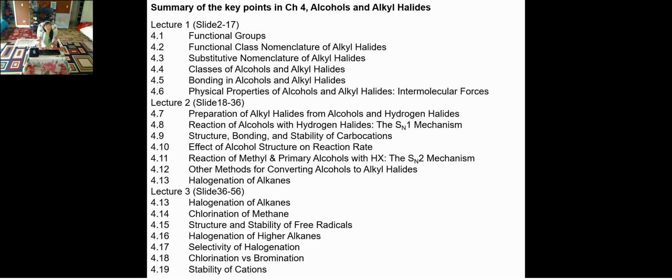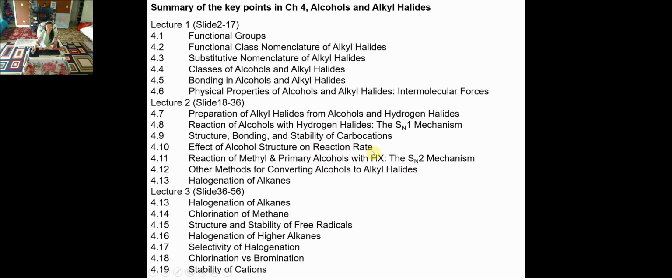And then we spend the second lecture and the third lecture further discussing different chemical reactions. In our lecture 2, from chapter 4.7 to 4.13, we are going to spend about 30 minutes to discuss preparations of alkyl halides from alcohols and hydrogen halides, about different chemical reactions, particularly 2 types of reaction mechanisms. One is called SN1, the second type is called SN2 reactions.